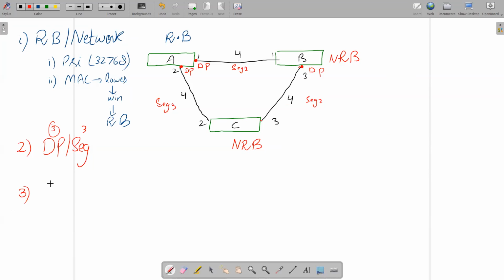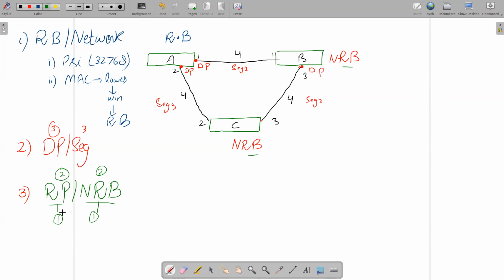So the third step is to find out the root ports per non-root bridge. You need to figure out the root ports per non-root bridges. Now the question is, how many non-root bridges do I have in my network? I have only 2 non-root bridges. So how many root ports will I be having? Definitely I will be having 2 root ports. That means in each non-root bridge, there would be one root port.